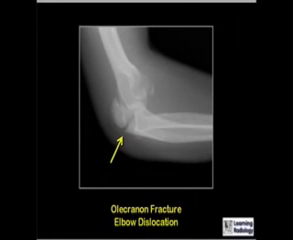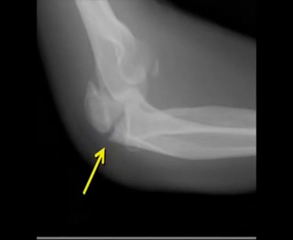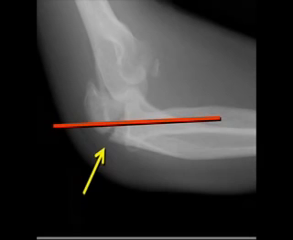In another patient with a fracture of the olecranon, shown here by the yellow arrow, there is also a dislocation of the elbow. The radiocapitellar line drawn along the shaft of the radius does not intersect the capitellum.